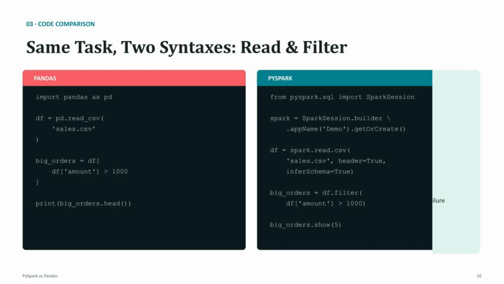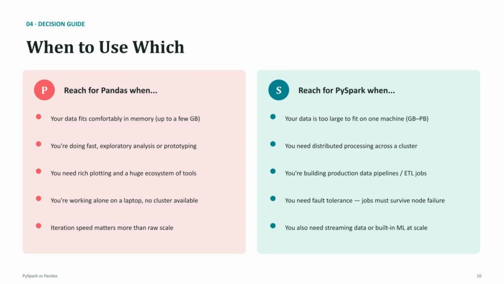So, practically speaking, when should you actually reach for each? 1. Use Pandas when your data comfortably fits in memory, so we're talking up to a few gigabytes on most machines. Use it when you're doing fast, exploratory analysis, prototyping an idea, or you need Pandas' huge ecosystem of plotting and statistics tools. And obviously, if you're working solo on a laptop with no cluster available, Pandas is your only realistic option anyway.